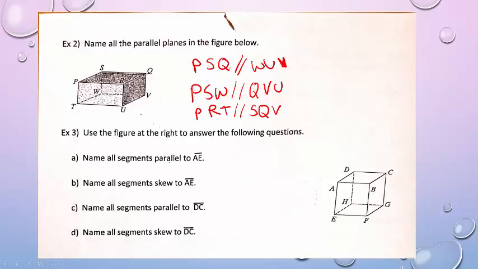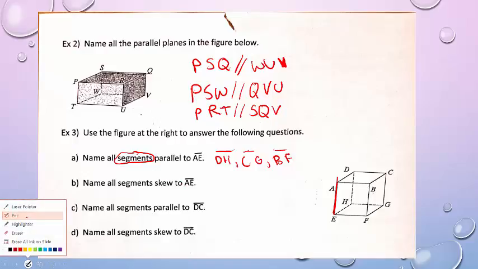In the third example, we're supposed to name all segments that are parallel to AE. That would be right here. So we have 3 of them. We have segment DH, we have segment CG, and segment BF. Notice I'm not putting arrows on my symbols here because they asked you to name segments. And segments are different than lines.